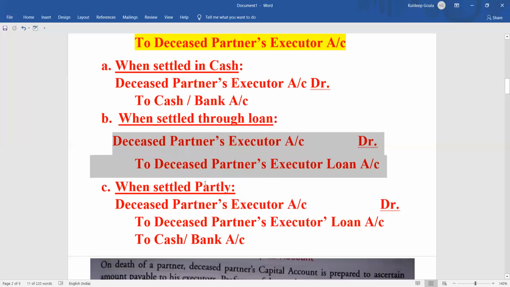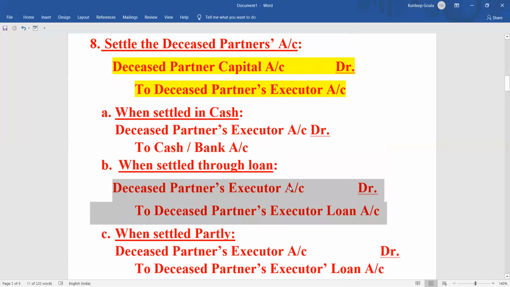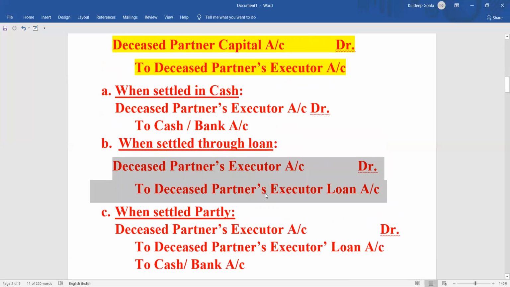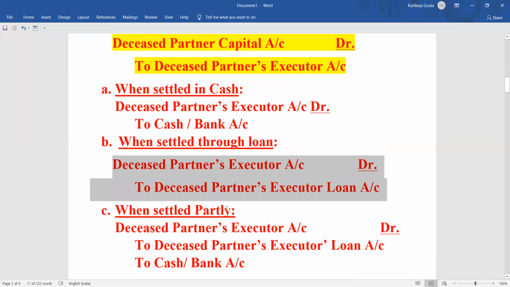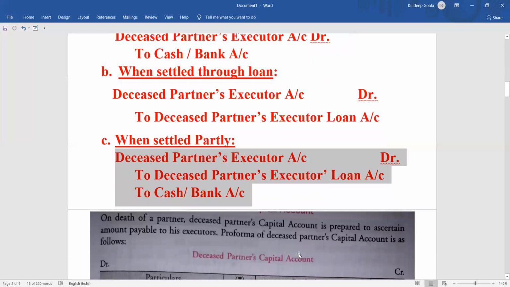Or in some books they simply show it directly from the capital account to the executor's loan account. And then if there is part payment of cash and executor's loan account, there will be deceased partner's executor account debit to deceased partner's executor's loan account and cash or bank account, right? That is very, very easy, right?